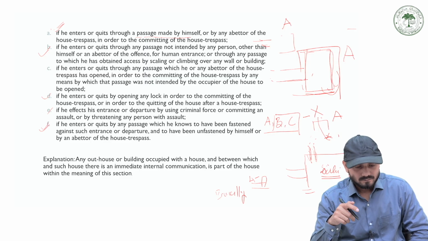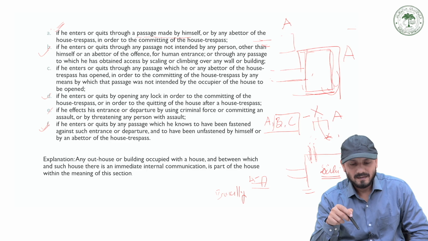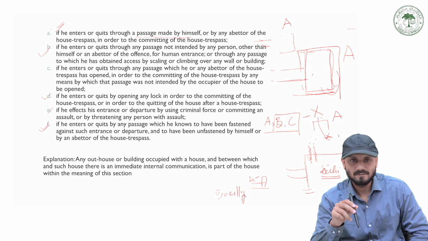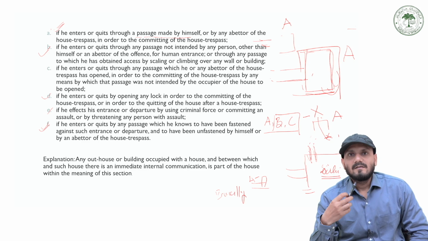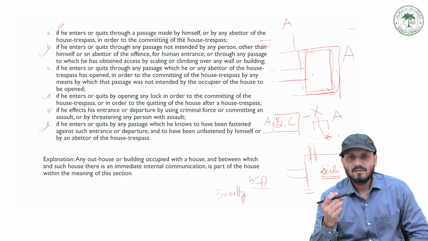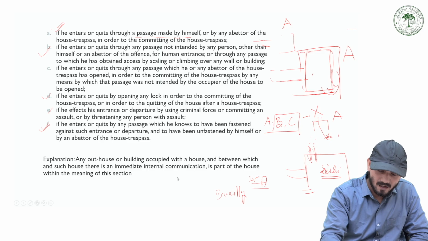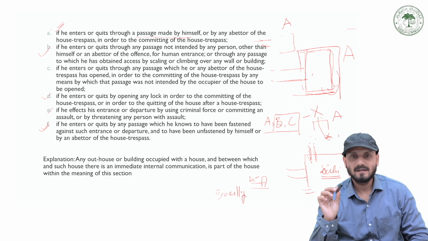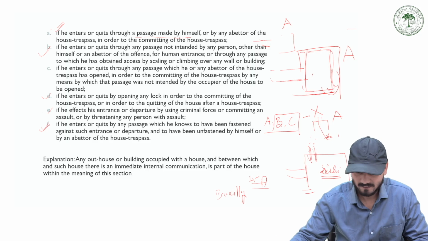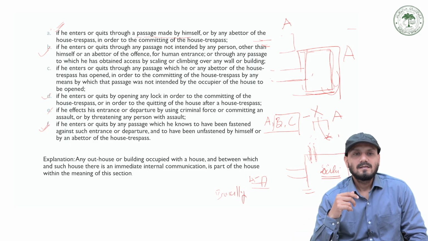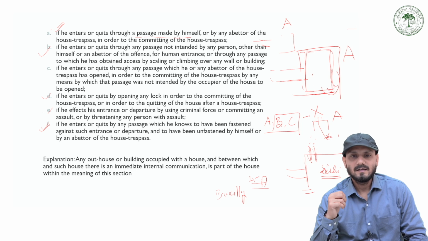The explanation: any outhouse or building occupied with a house and between which and such house there is an immediate internal communication is part of the house within the meaning of this section. It means, like we have seen in the US, UK, and in metro cities, now in other cities also, there are outhouses. This is a house. So the explanation says that the law extends the meaning of house to include connected spaces like garages, storerooms, or kitchens if they are attached without any separation wall or barrier.